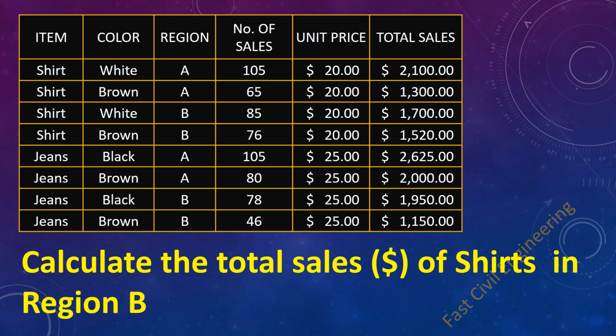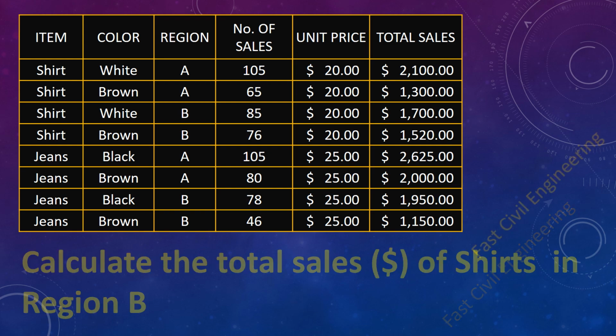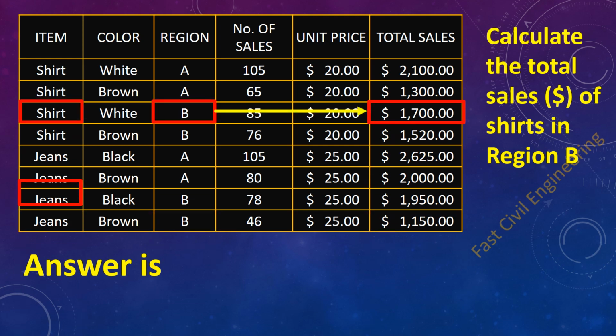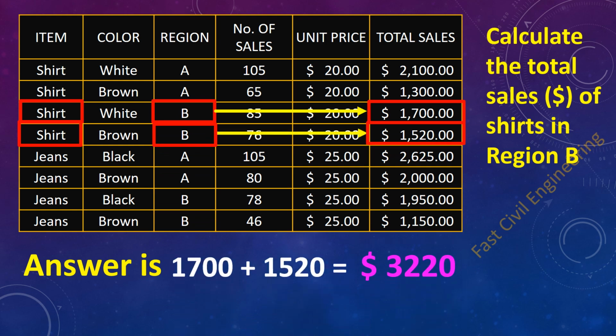The question is, calculate the total sales of shirts in region B. It doesn't matter whether it is white or brown. The answer is $3,220.